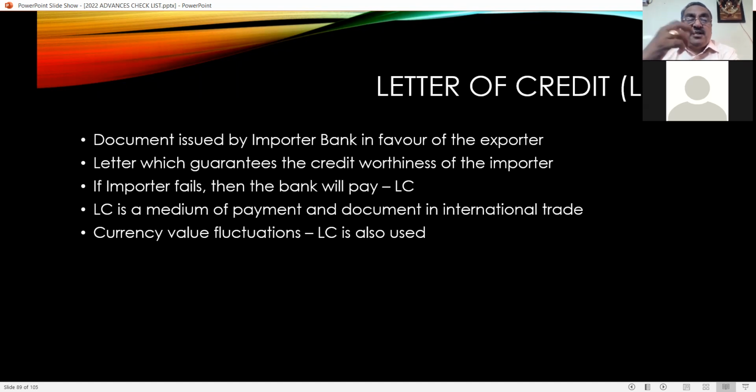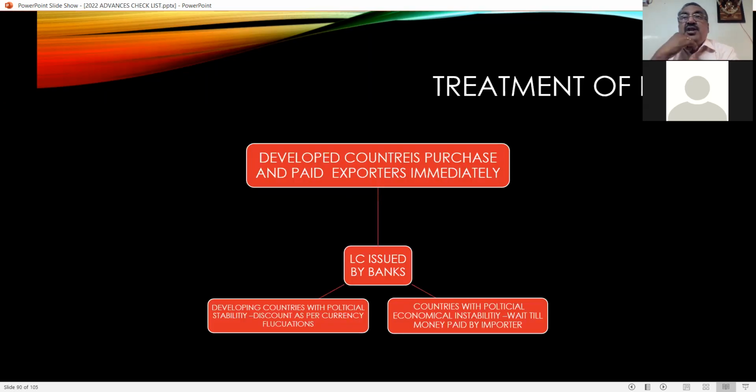Simultaneously, another thing is, today they are issuing the LC at, let us take, a dollar rate of 74 rupees. Tomorrow, if the dollar rate comes to 72, then the benefit will directly go to the borrower. So with currency value fluctuations, the party is benefited out of the LC method. Sometimes it may also be in minus, so you have to be very, very careful. And this is the treatment of LC.